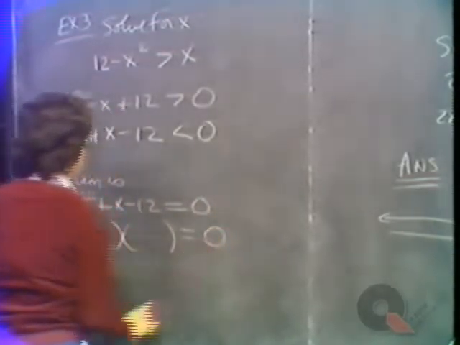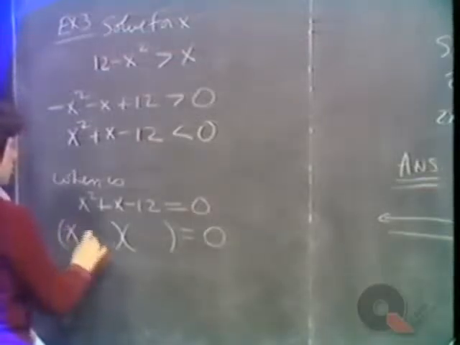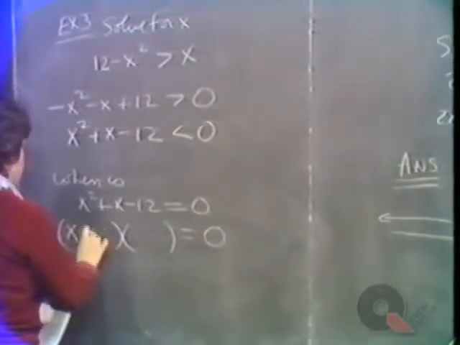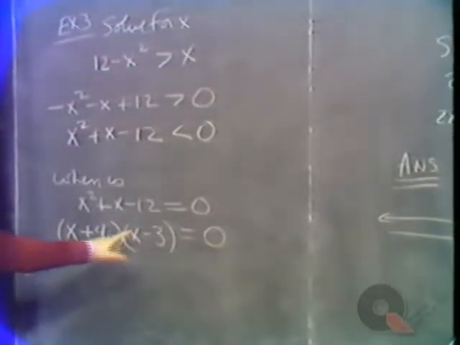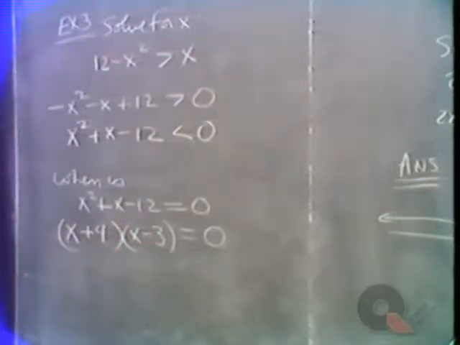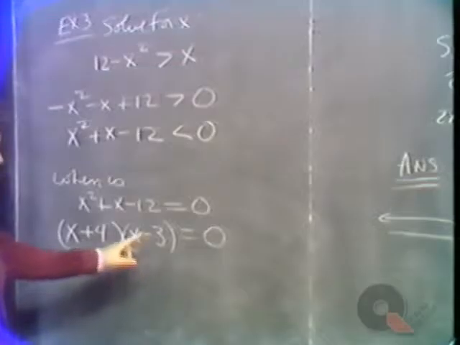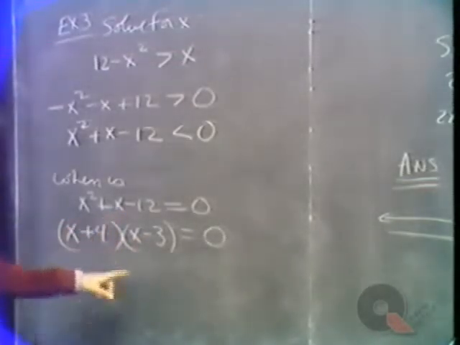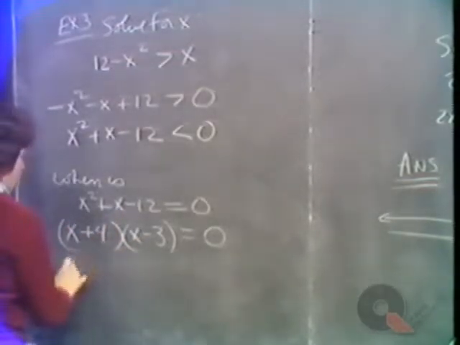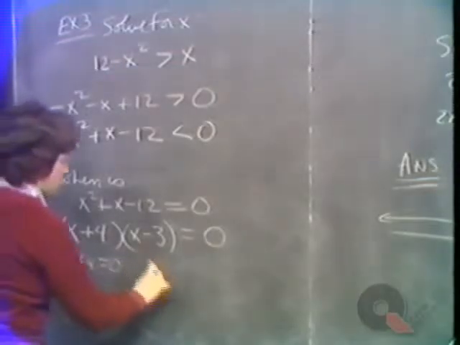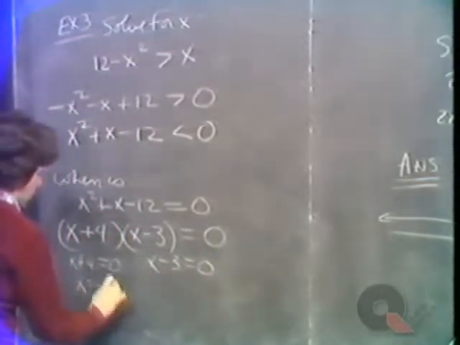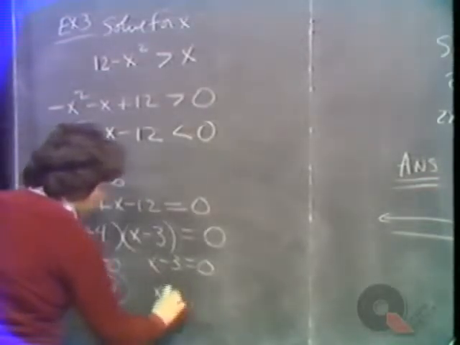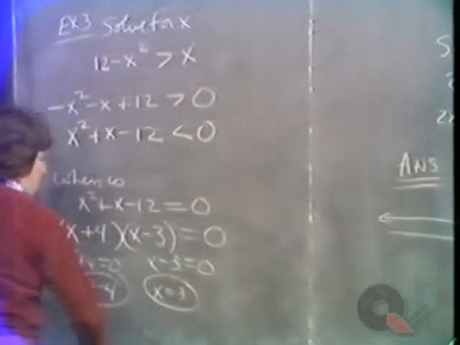This also factors. It factors into x plus 4 times x minus 3. Looking for two numbers that multiply to minus 12 and add to plus 1. We check it: x squared minus 3x plus 4x, that's plus x, minus 12. We have x plus 4 equals 0, x minus 3 equals 0, so x equals minus 4, x equals plus 3.